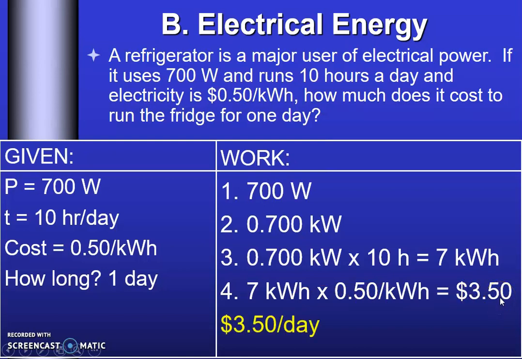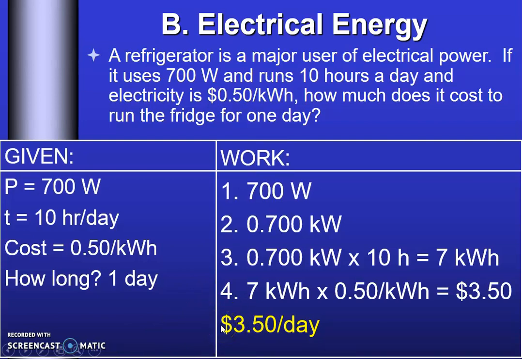So this refrigerator costs $3.50 per day to run. Okay, and that is what my question asks. How much does it cost to run the fridge for 1 day? So that is my final answer, $3.50 per day. Okay, be sure to include the dollar sign to let you know that this is money.